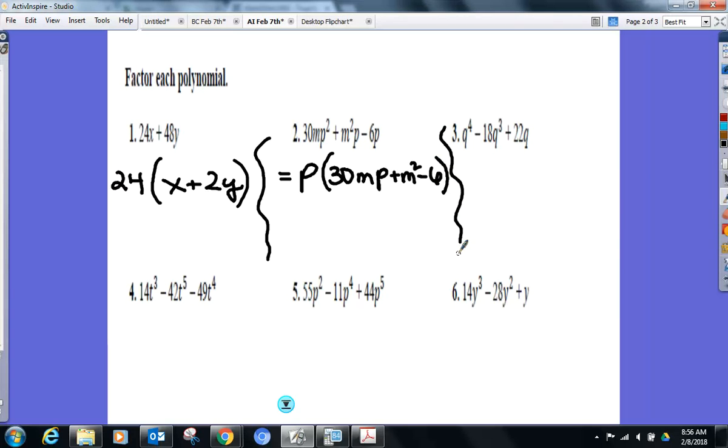Doesn't look great, but you know you're done? Is there anything else in common that's left inside the parenthesis other than a 1? No, that means you've taken out everything you possibly could.